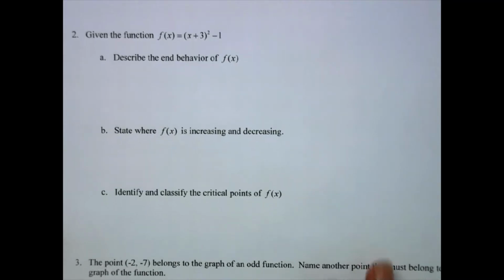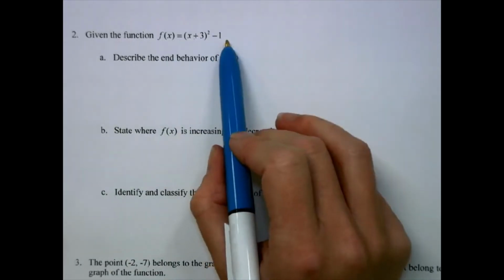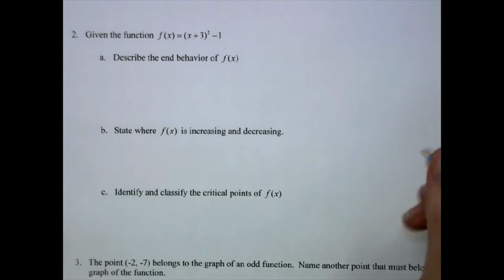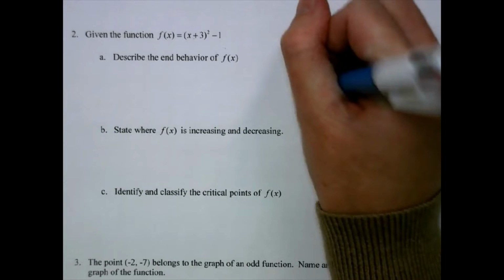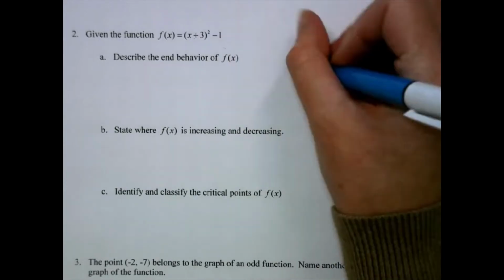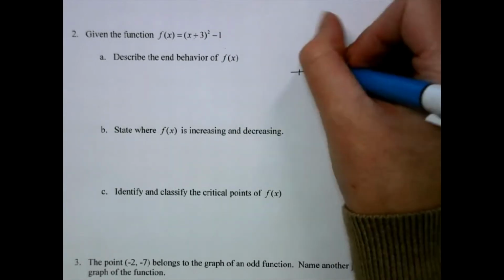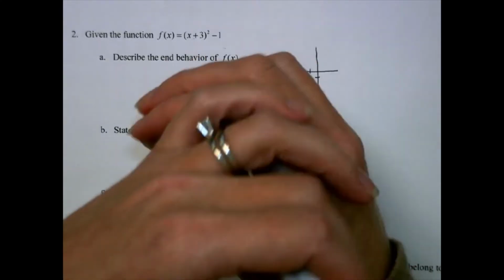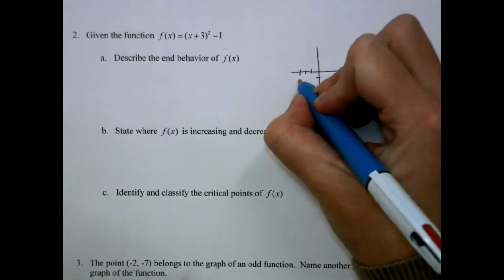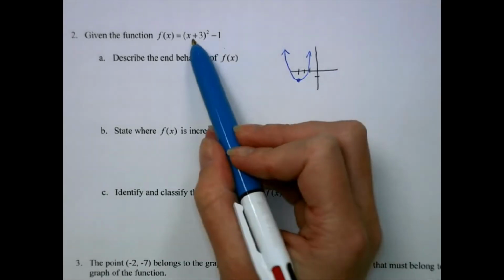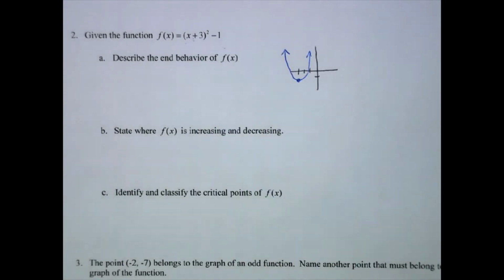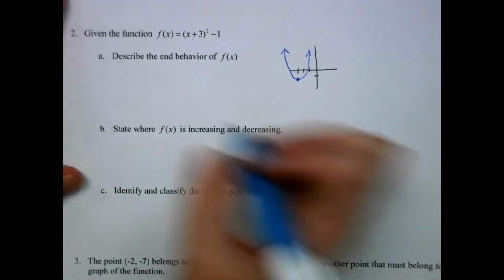All right, our next one. You do need to know what these basic graphs look like. This is going to be a parabola that's moved to the right 3 and down 1. So the vertex is going to be here. Those rules are probably something, if you're not confident on, that you'd put on your formula sheet, all the different transformations. So we're going to describe the end behavior again.